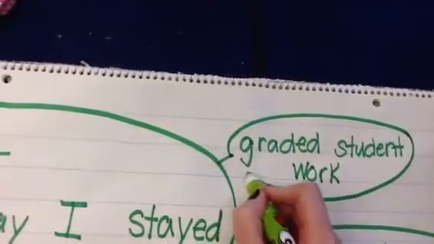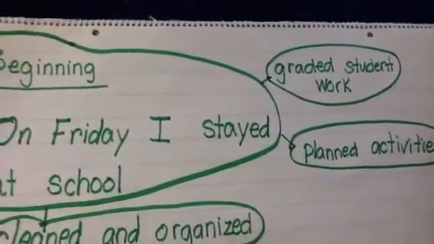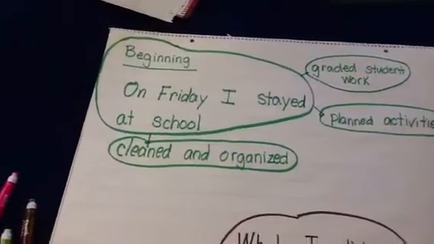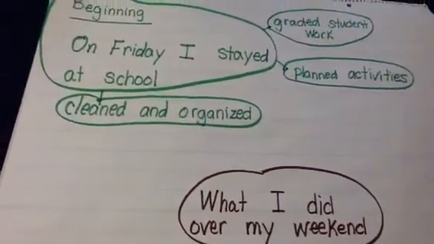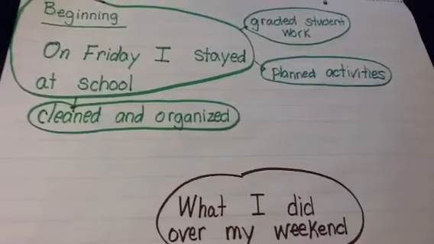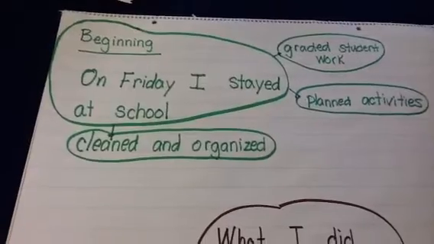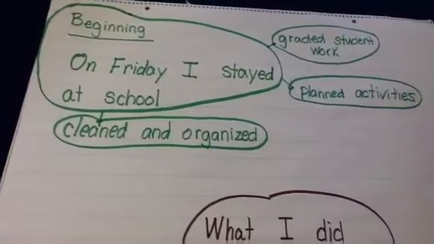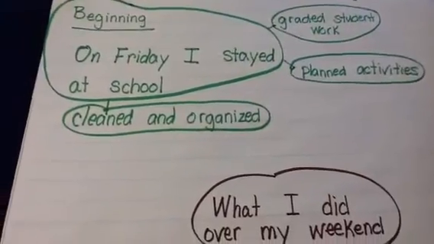When I tell you, I want you to press pause. Think about at least 2 details that you did at the beginning of your event. Write those down. Press pause now. All right. So I have included that on Friday I stayed here at school to clean and organize. I graded student work and planned activities. That is what I did at the beginning.